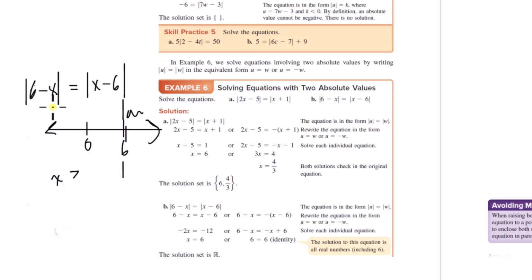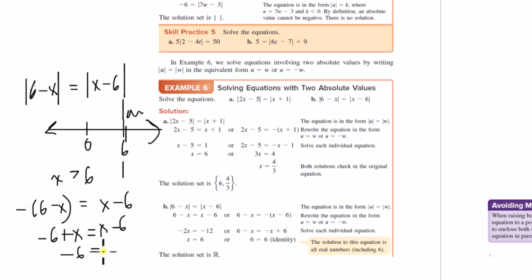We could just say, okay, since it's kind of confusing, let's just say x is greater than 6. Okay, in that case, then this is going to be negative. And this is going to be always positive. So we just remove the absolute value, even though it's not going to be 0, that's fine. So minus 6 plus x is equal to x minus 6. Subtract x from both sides. Okay, this is an identity, but this just means that all of these are solutions. All x greater than 6 are solutions, right?